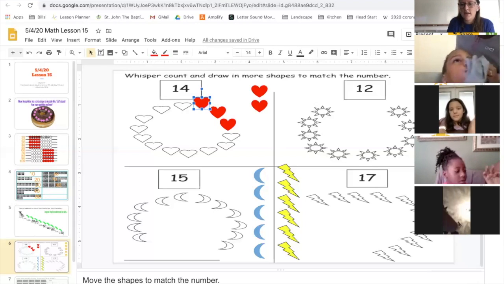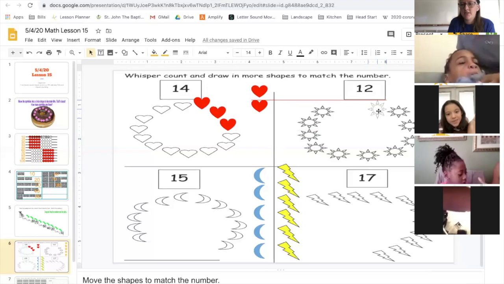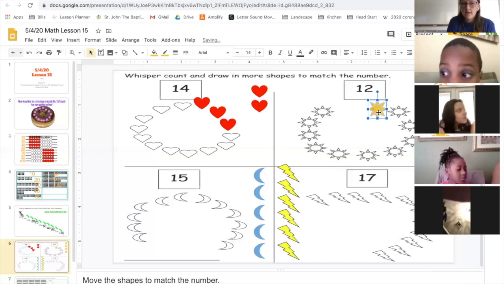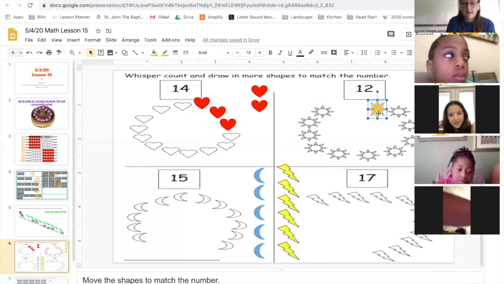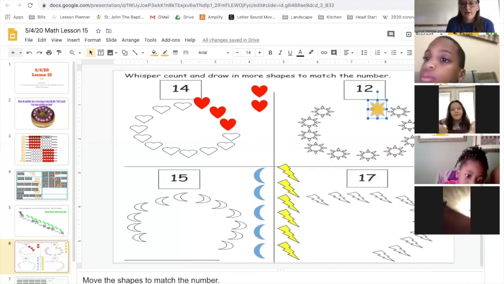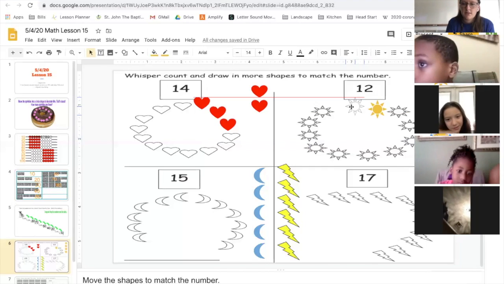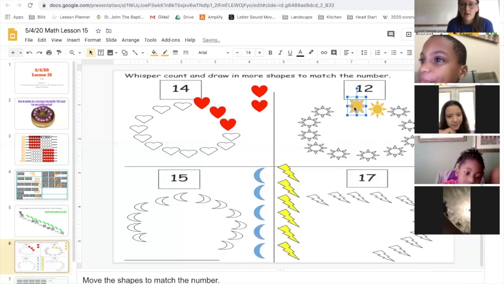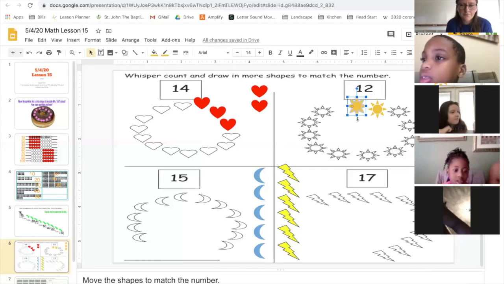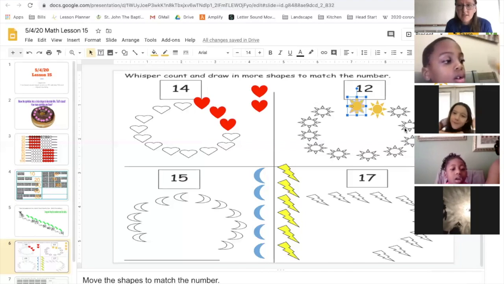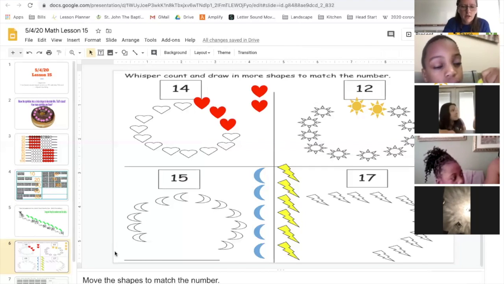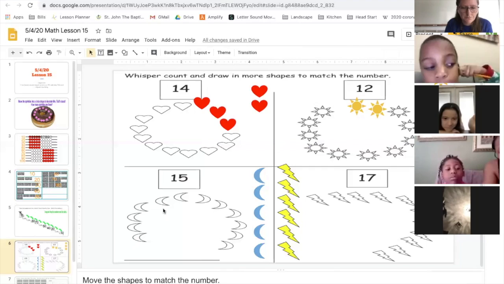So say the next number. After 10 is 11. Very good. And after 11 is 12. Do I need to add more? No. Why not? Because we have 12, and that's the number that it told us to get to. Very good.